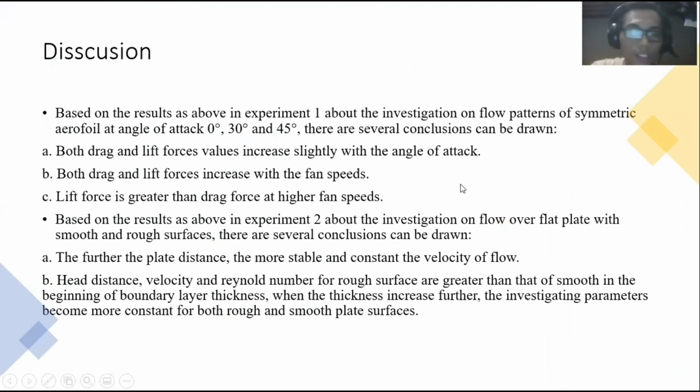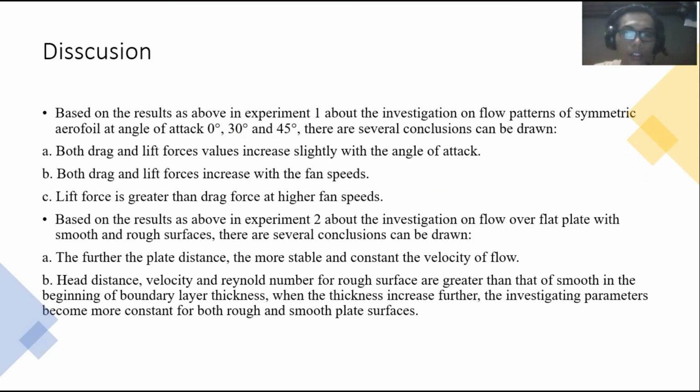So for the discussion, based on the results above in experiment 1, the investigation of flow pattern of symmetry airfoil at angle of attack 0 degree, 30 degree and 45 degree, there are several conclusions that can be drawn. Both drag and lift force values increase slightly with the angle of attack. Both drag and lift force increase with the fan speed and the lift force is greater than drag force at higher fan speed.